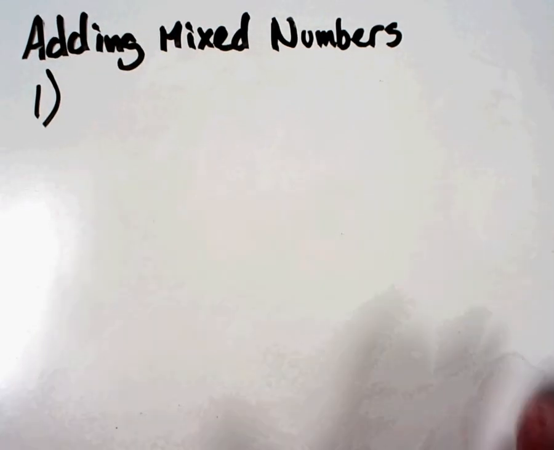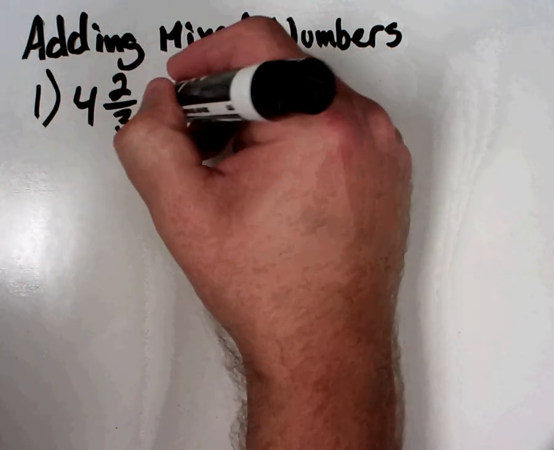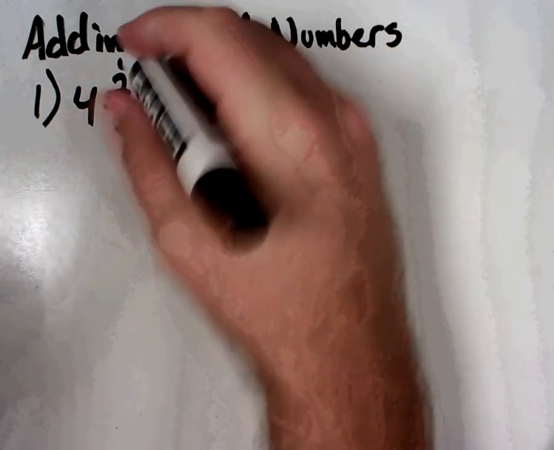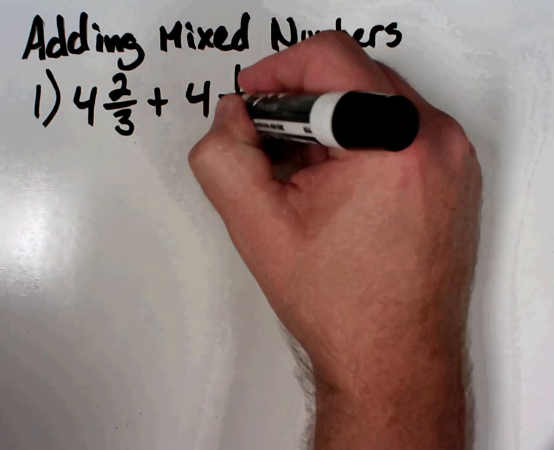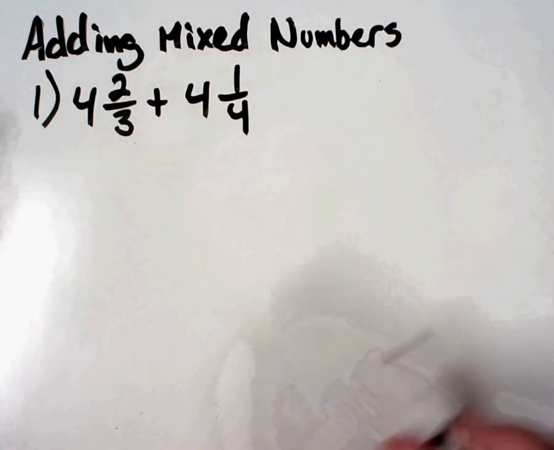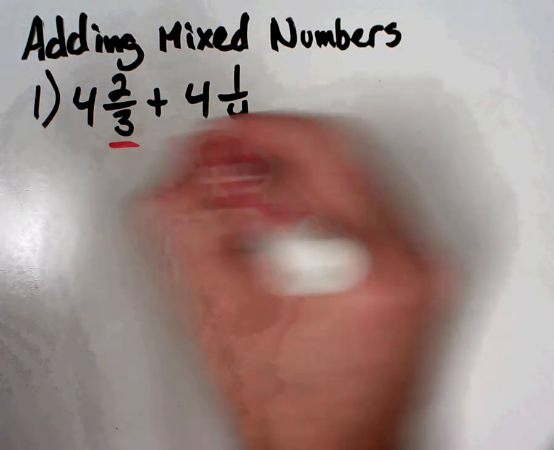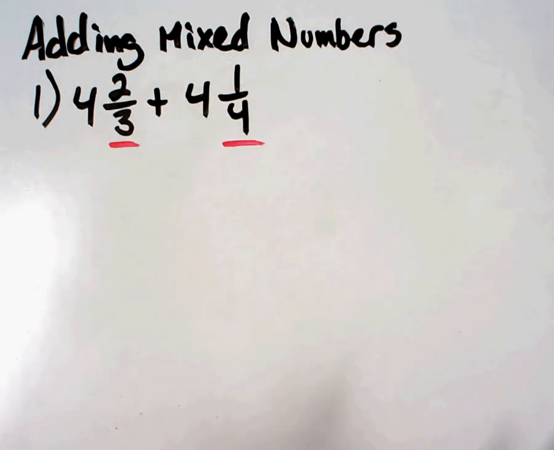All right, number 1, 4 2/3 plus 4 1/4. Now, as with all of these, my denominators are unlike. So because my denominators are unlike, I have to find a common denominator each time.